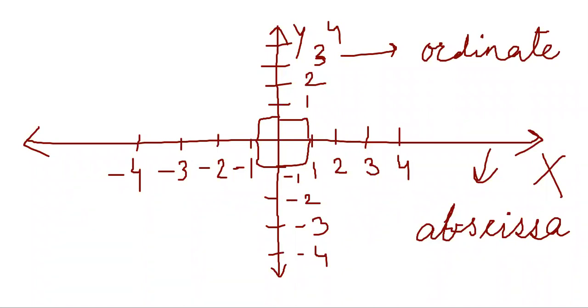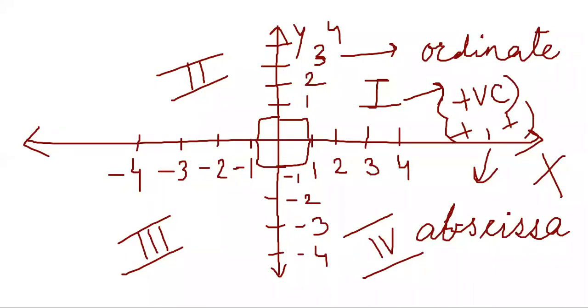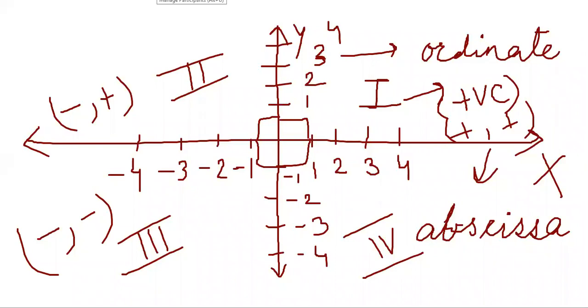इस प्लेन को ये दो लाइंस कितने पार्ट्स में डिवाइड कर रही है? 4 पार्ट्स में, which are called quadrants. This is first quadrant, second quadrant, third quadrant and fourth quadrant, right? First quadrant, both positive, जिसमें x भी पॉजिटिव है, y भी पॉजिटिव. Second quadrant, x negative, y positive. Third quadrant, x negative, y negative. Fourth quadrant, x positive, y negative. Right? That we have done yesterday.